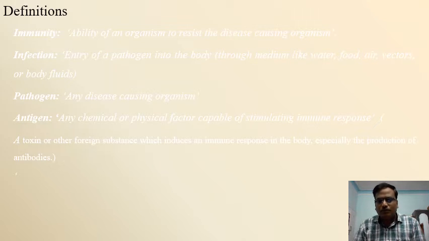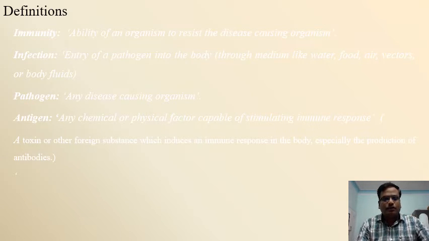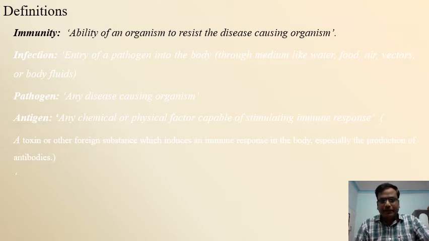So let us start with definitions. Now immunity is defined as the ability of an organism to resist the disease causing organism. So the ability which is present in the body to protect against infection by an organism is called immunity, and this immunity is provided by the immune system.